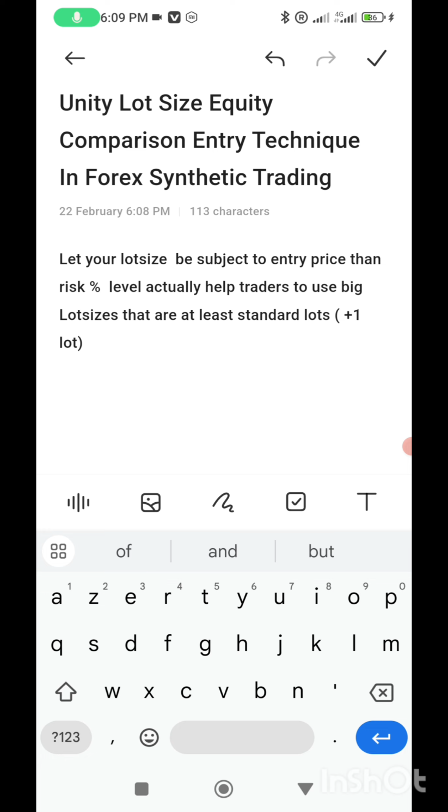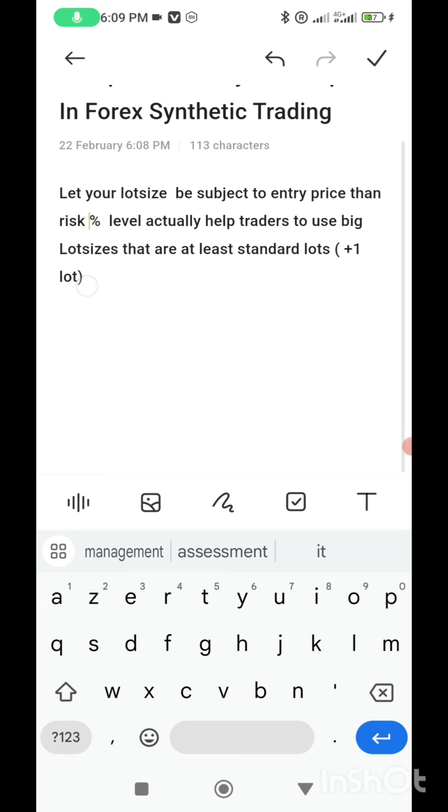The formula contains about 4 variables. Percentage risk level is there, stop loss pip is there, pip value is there, and equity is there. So it's at least 4 parameters you need to have and know how to combine mathematically so that they can produce the actual lot size. And right here, I'm going to read this again. Let your lot size be subject to entry price, then risk percentage level, or percentage risk level.